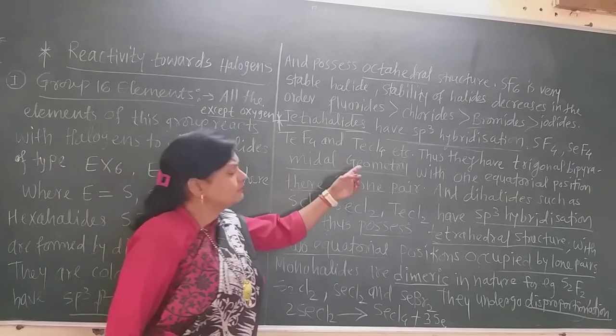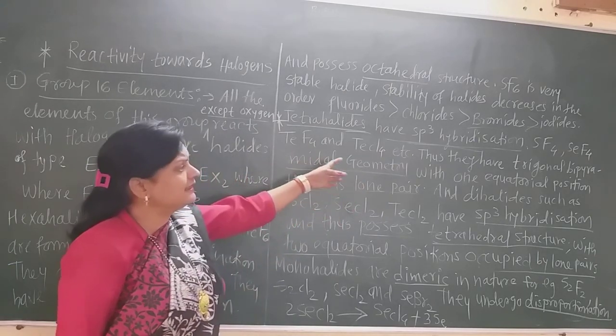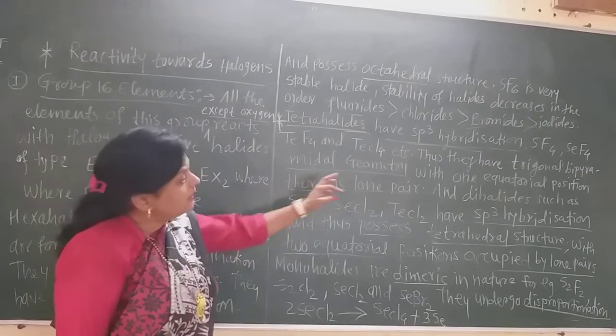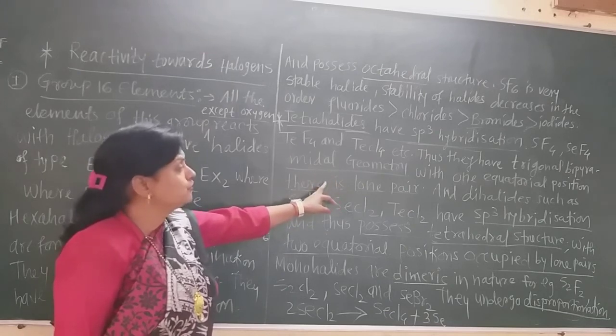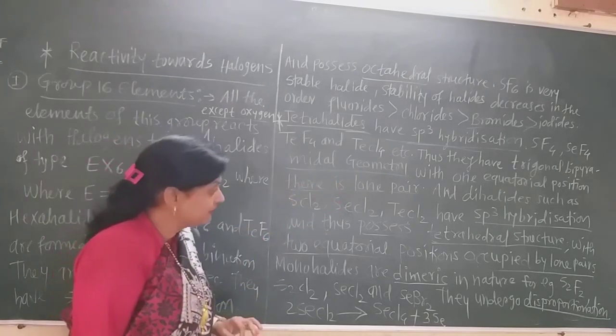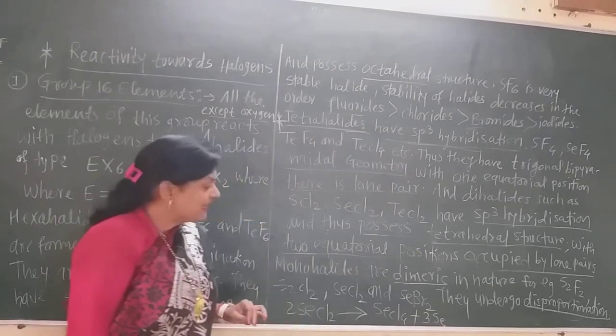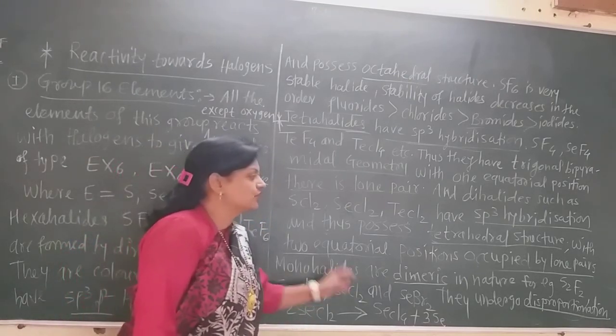Here also in a tetrahalide there is sp3 hybridization, but here only one equatorial position is occupied by the lone pair. Remember that. Now again there are the monohalides also.